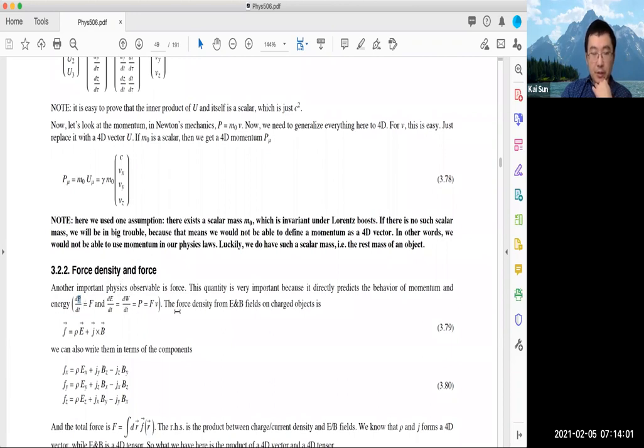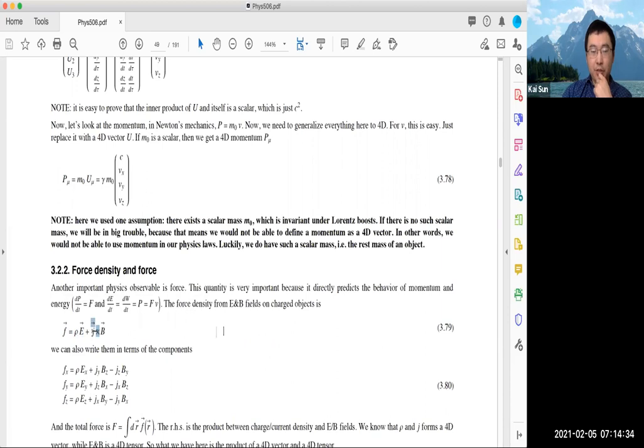Now let's look at force in E and M. More precisely, the force density in E and M is this. The first term is an electric force. It's the electric field times the charge density. That's the force on charged particles or charged objects in an electric field. On this side we have force density, that's force per volume. On this side we have charge density, that's charge per volume. And that's from the electric field.